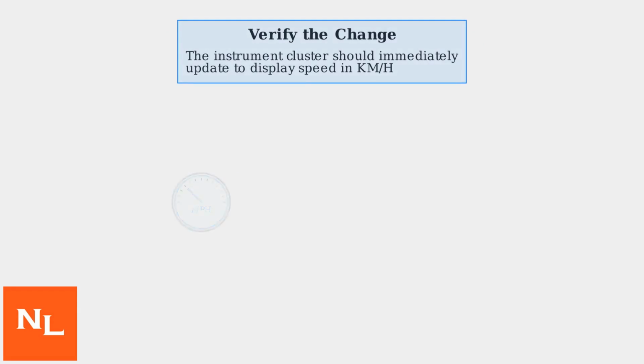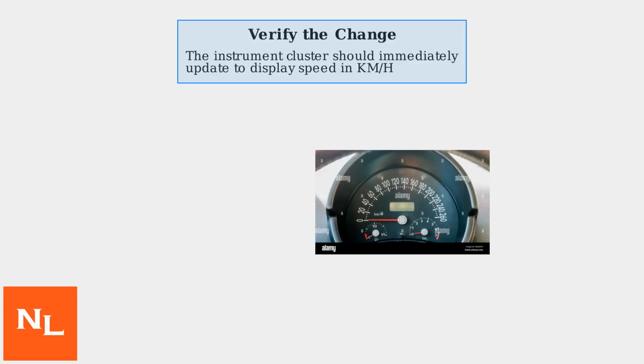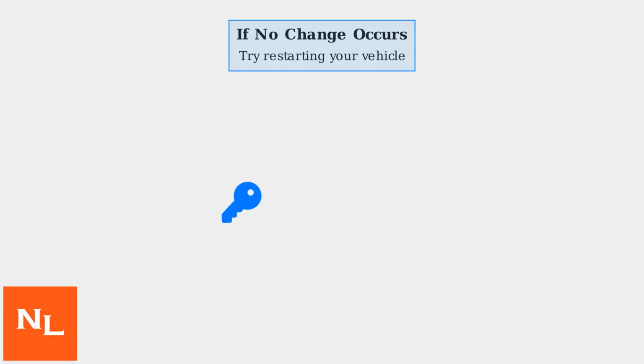After switching units, the instrument cluster should immediately update to display speed in kilometers per hour. Watch the speedometer change from MPH to km/h. Look at your instrument cluster. The speed reading should now show in km/h instead of MPH. If the display doesn't update immediately, try restarting your vehicle. Turn the key to off, wait a moment, then start again.